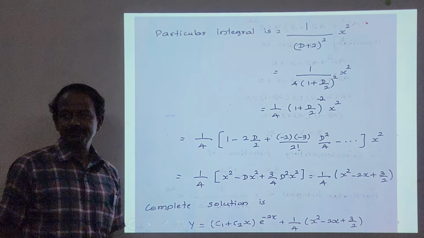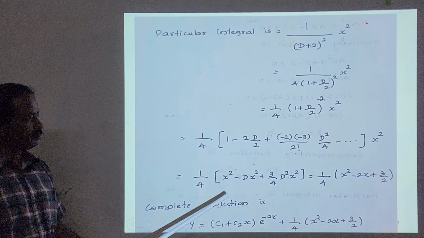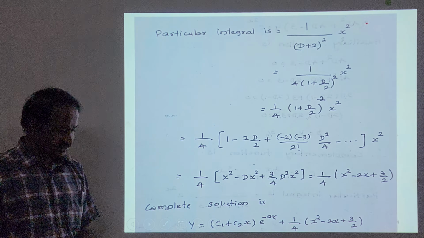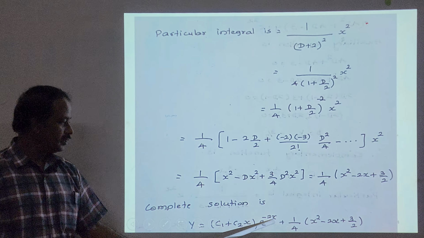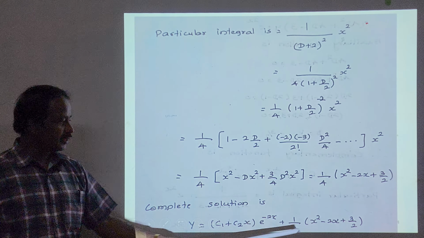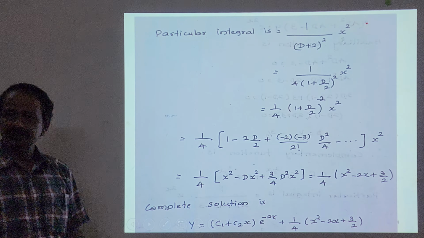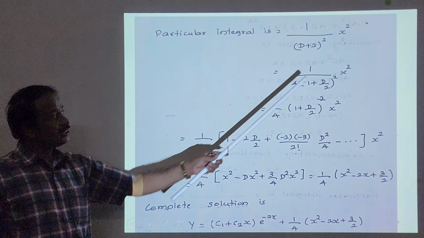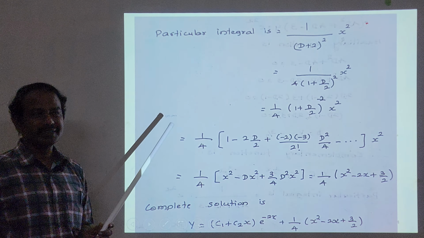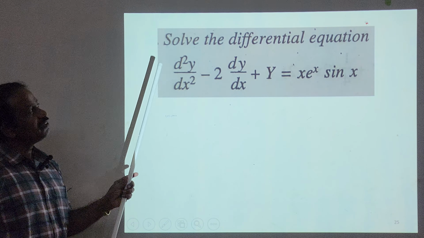So 3 by 2. The complete solution will be this plus this complementary function. So this is your complementary function, and this will be your particular integral. So this is your complete solution. Any doubt? So this involves polynomial. Okay. Now solve the differential equation.